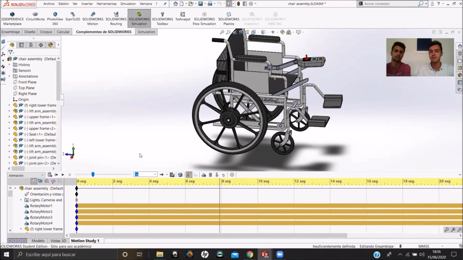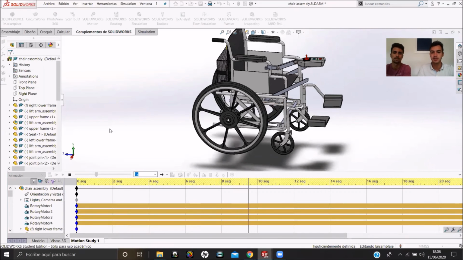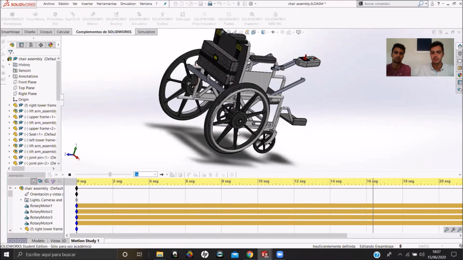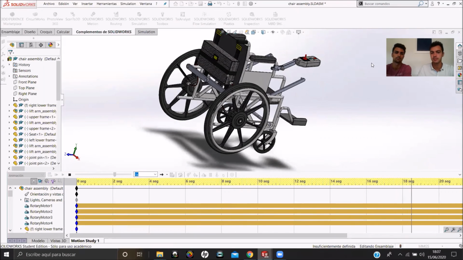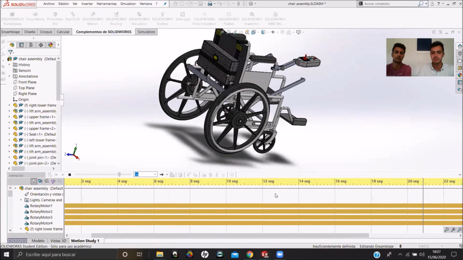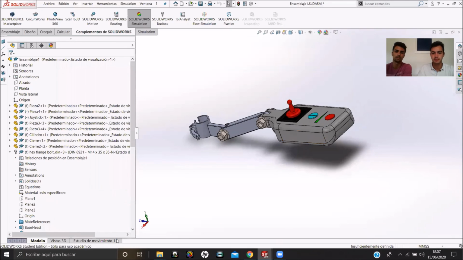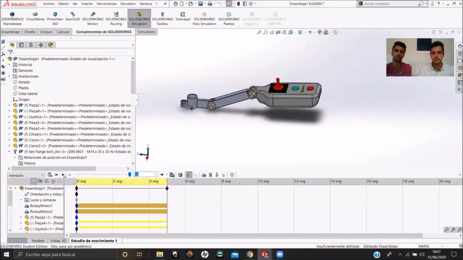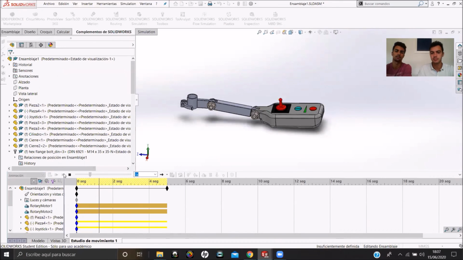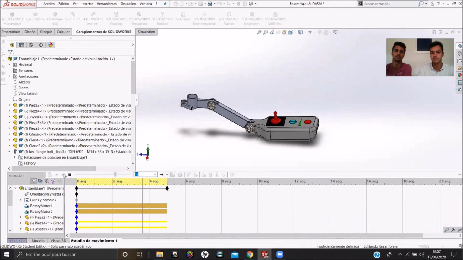So here we have the SolidWorks simulation. As we can see, we simulated the electric engines turning at 100 revolutions per minute. Okay, let's stop it. Now, to compute, here we have the controller. We can see the adjustment of the joystick to react to every kind of wheelchair.